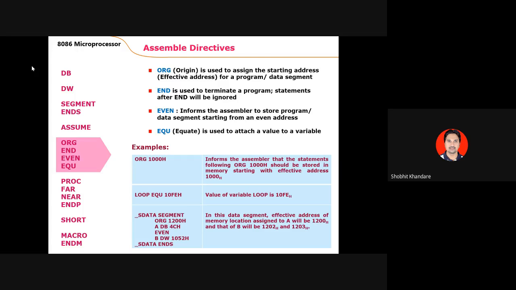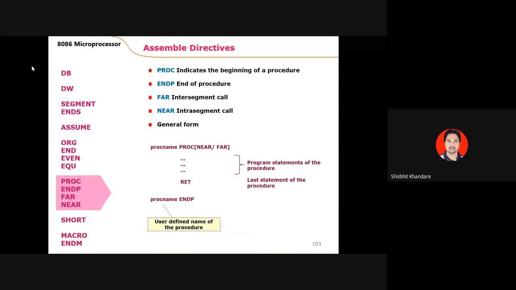Already see, the examples are there. I want everyone to go through these examples. Okay. As far as procedure, do not go too far with this, FAR and NEAR. PROC, ENDP. ENDP is end procedure. See, you can just go through this. Okay. PROC indicates the beginning of a procedure. ENDP, end of procedure, and so on and so forth.